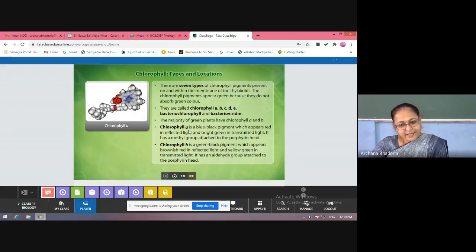Now what is this A? It is a blue-black pigment, appears red in the reflected light. And this structure you can note down, children, that it has a methyl group attached to the porphyrin head. And the chlorophyll B, the color you can note down, it is green-black. And it has an aldehyde group attached to the porphyrin head. So one is having the methyl group, that is chlorophyll A, and chlorophyll B is having the aldehyde group.